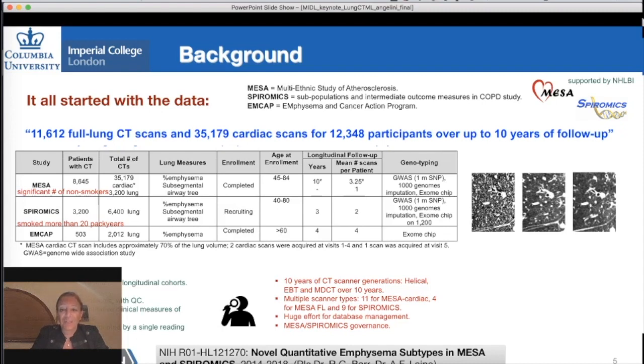And finally, you get into MESA and Spiromics governance, which I will talk about in the next slide. So overall, 11,000 full-lung CT scans, 35,000 cardiac scans for over 12,000 participants over up to 10 years of follow-up.